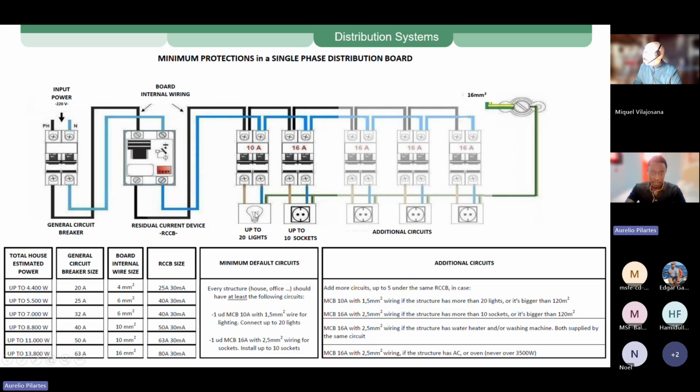And the sockets are connecting here to the circuits. So in a typical MSF installation, we use 10 amp circuit breakers to feed lights and 16 amp circuit breakers to feed sockets. So every installation will have at least these elements here: the MCB, the RCCB, one circuit of 10 amps and one circuit of 16 amps for the sockets and for the lights. Now, depending on the size of your installation, the number of appliances, the number of sockets and of lights, you might have more circuit breakers of 10 and 16.